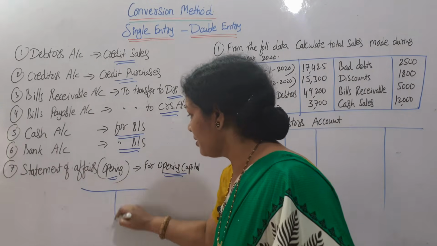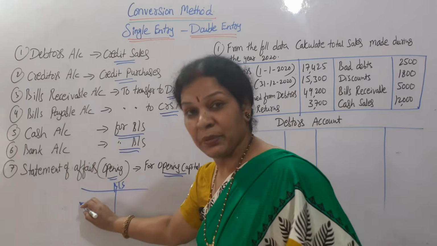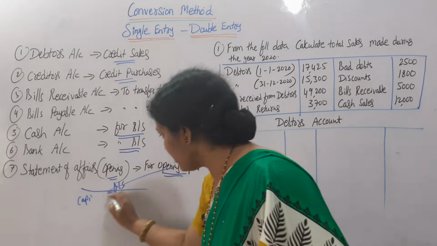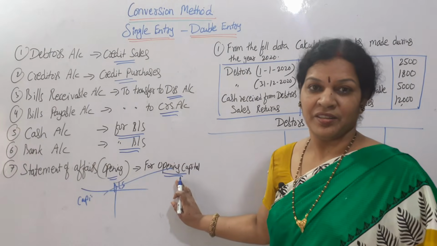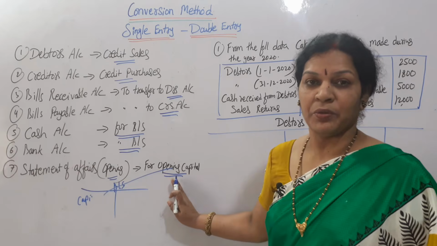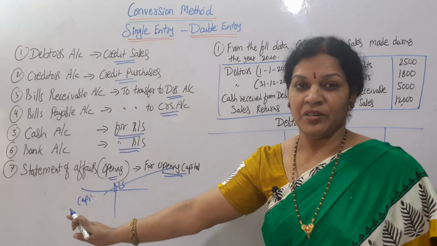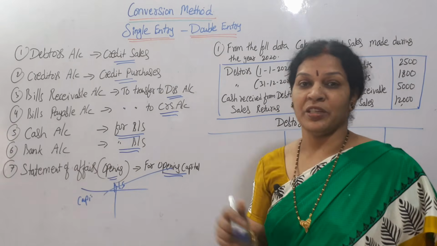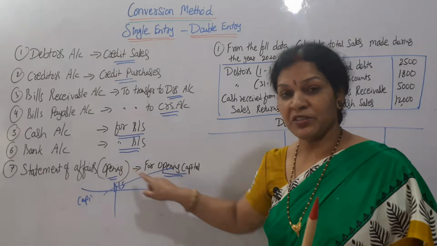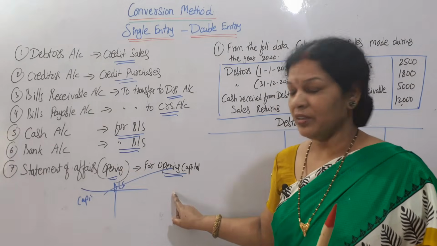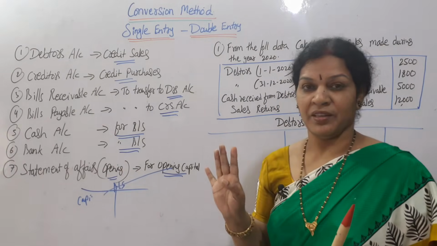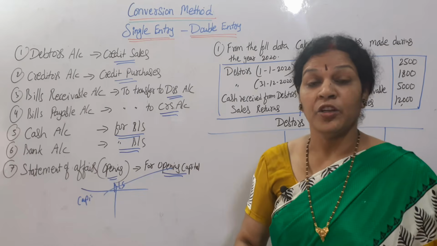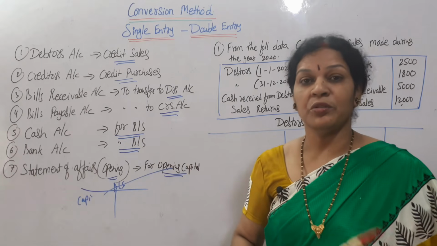Balance sheet. Capital you will write on the liability side, right? So what does that capital mean? This one only. This is the capital we are going to write. That is why we are opening the opening statement of affairs. From the opening statement of affairs we are going to get the opening capital. Am I clear? So these are the 7 accounts we need to open to convert single entry to double entry.